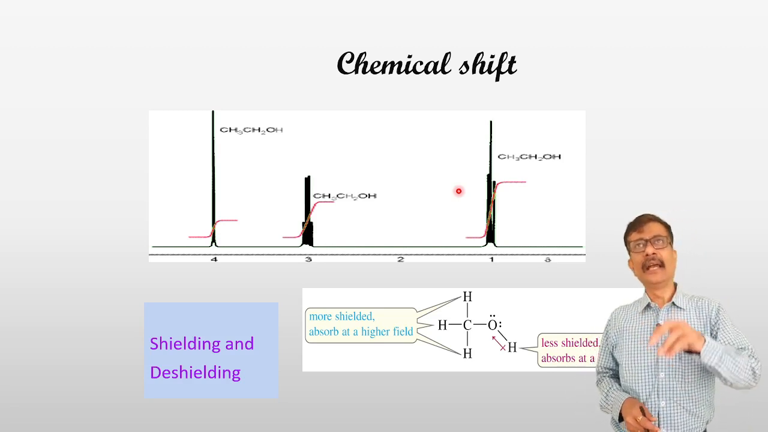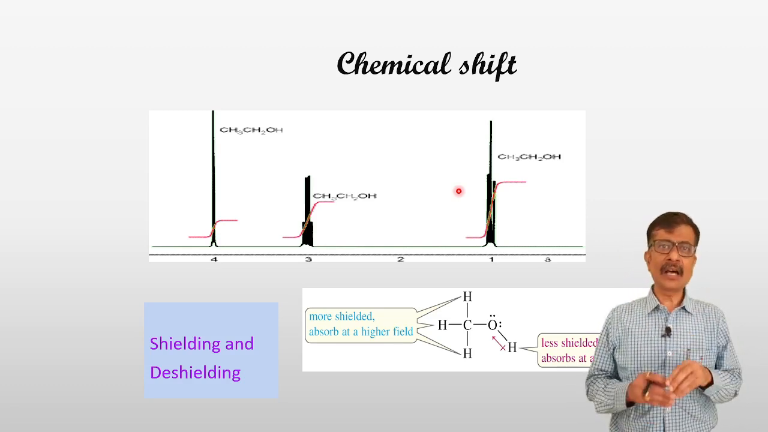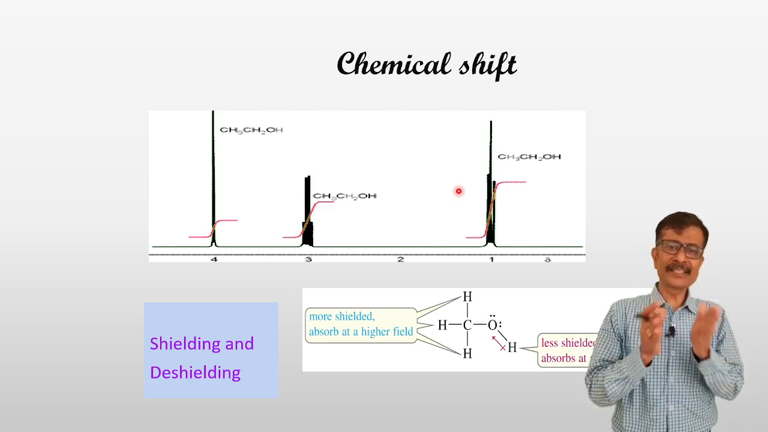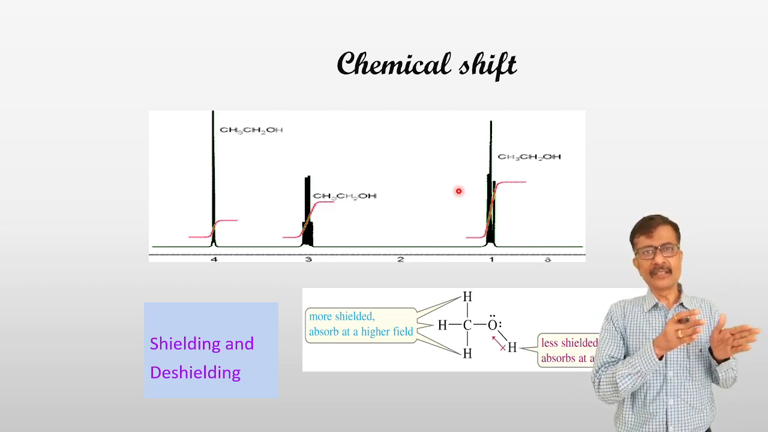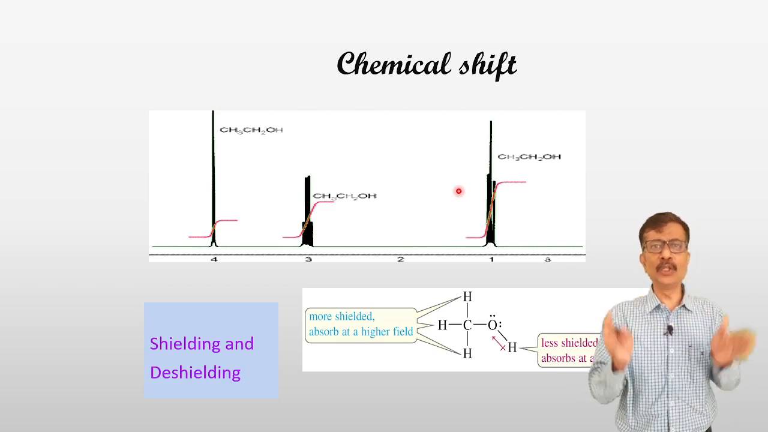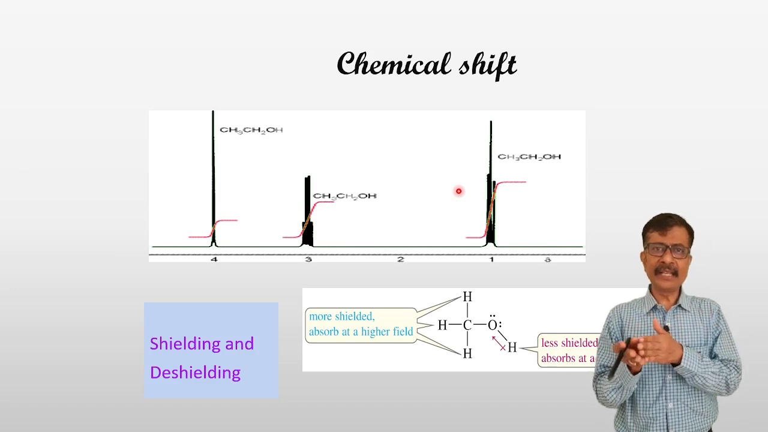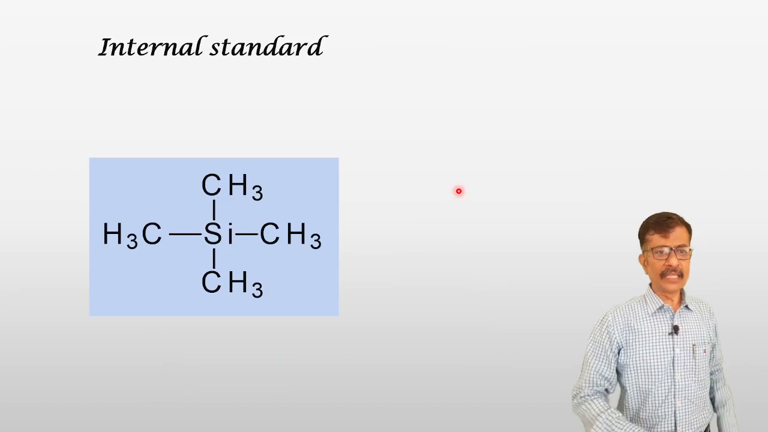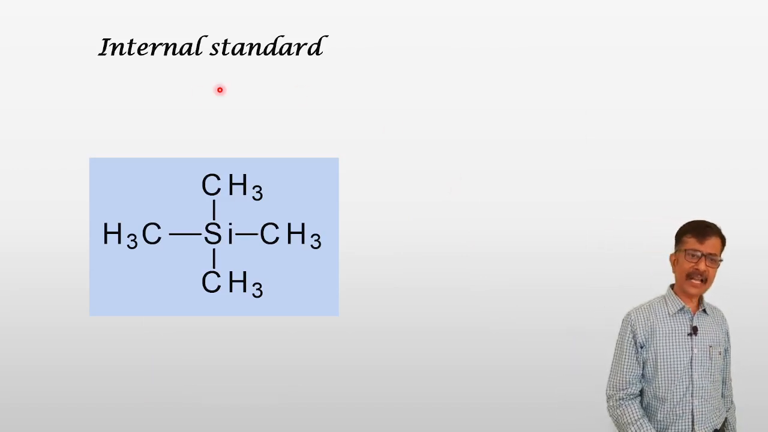So here, the electron density around the nucleus of that atom is responsible for chemical shift. Any neighbor that alters the electron density around the nucleus of that atom will cause shielding and de-shielding, and ultimately cause a chemical shift. Now, I already told you that the internal standard used is tetramethylsilane.